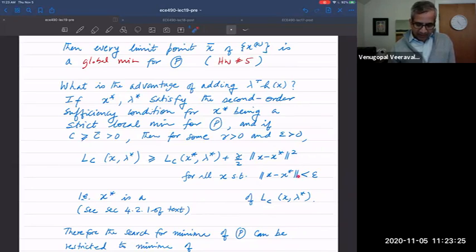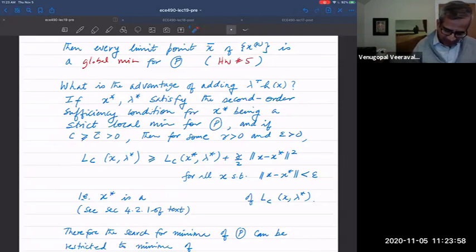For all x in an epsilon ball around x star. So what does this mean? If I'm adding something positive and the sum is still less than this, what does it say about x star? In every neighborhood, local min? Yes. It's actually a strict local min of the augmented Lagrangian.